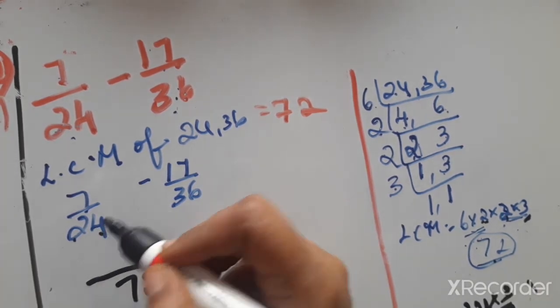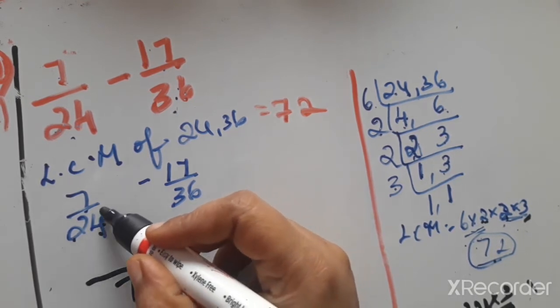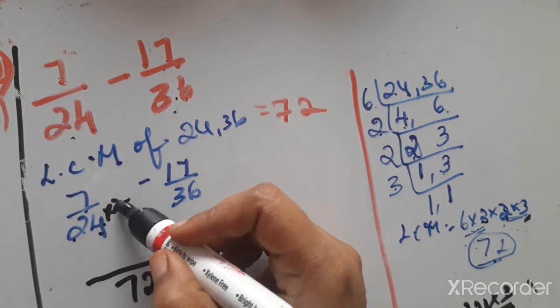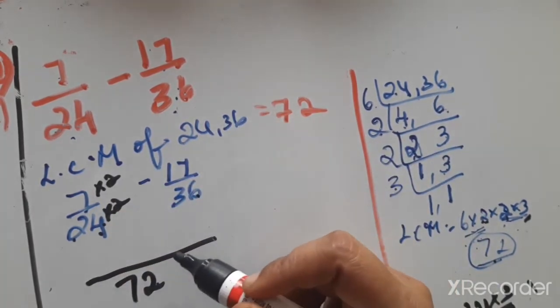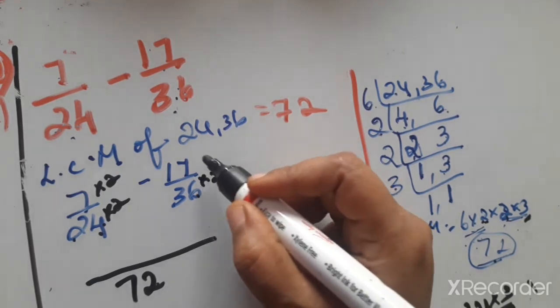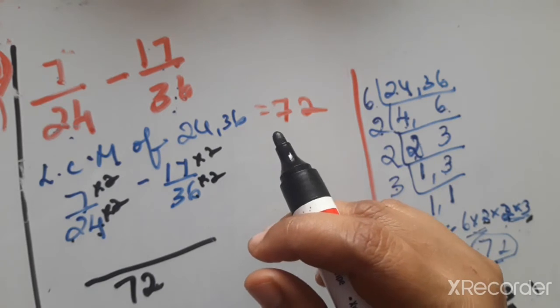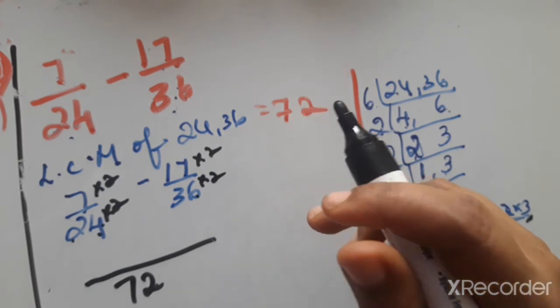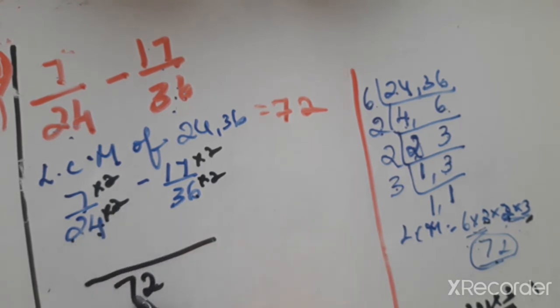Now 24 is a denominator. 24 how much are 72? 24 2s are 72. The same number we have to multiply up. 36 how much are 72? 36 2s are 72. The same number you have to multiply up. Now we multiplied 24 into 3 is 72 and 36 into 2 is 72.